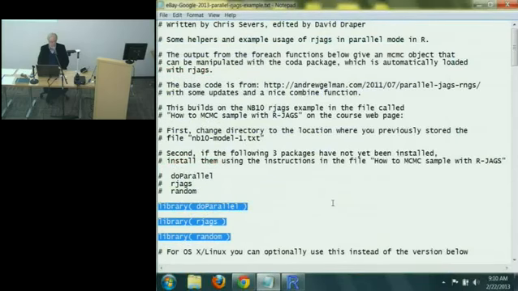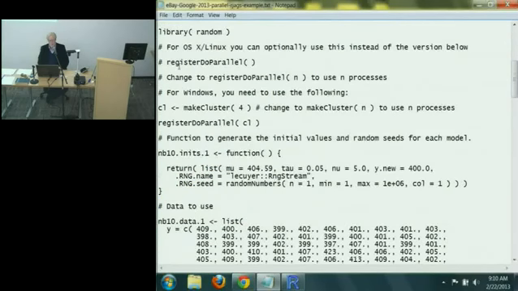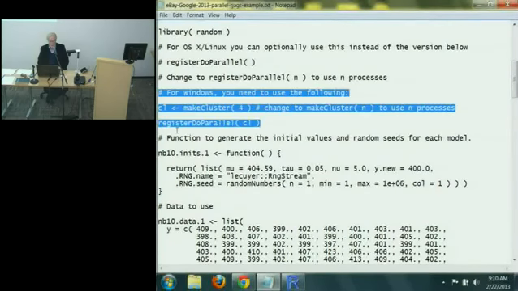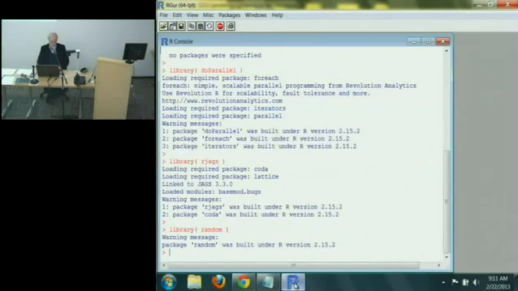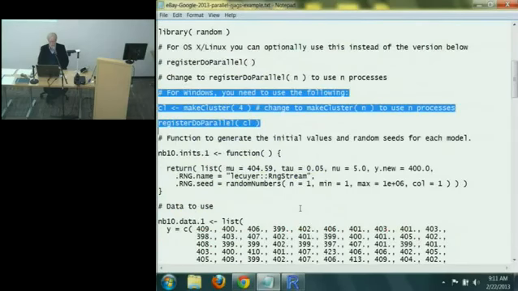Then he points out that for OS 10 and Linux, you can optionally use this registerDoParallel command, but I'm going to show you how to do it under Windows. You put a number inside there that tells the R code how many processors you want to use. So here I'm going to give you an example with 4 processors. And I run this stuff here. The very first time I did it, I got a message from Windows saying, you're about to mess with something that's basic. Do you really want to do that? And I said yes, and everything was fine. And from that point on, running it later, I got no such message anymore.